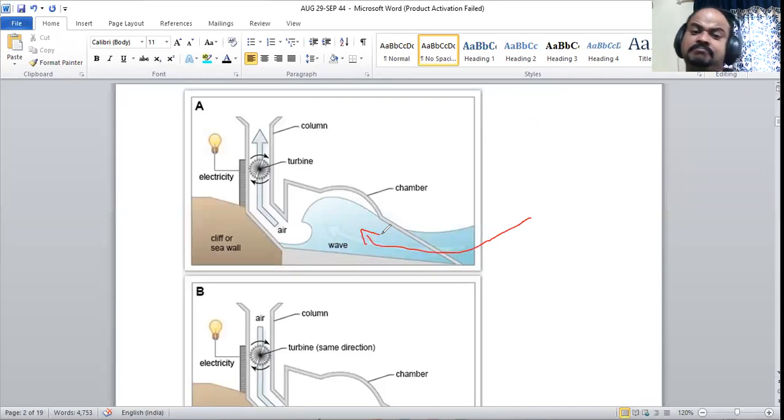So it's quite natural. Waves approach the seashore. So when the waves approach the seashore, the air in the chamber is pushed out forcefully out of this turbine in a clockwise direction. And when this turbine moves in a clockwise direction, electricity is generated. The air escapes out. This is what we can see in picture number A.